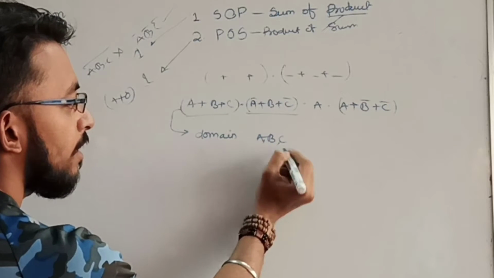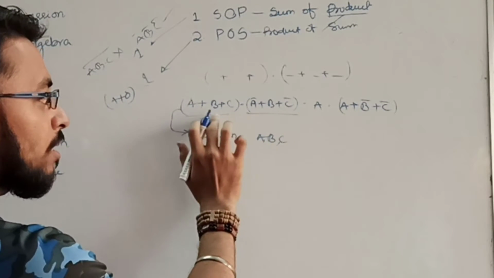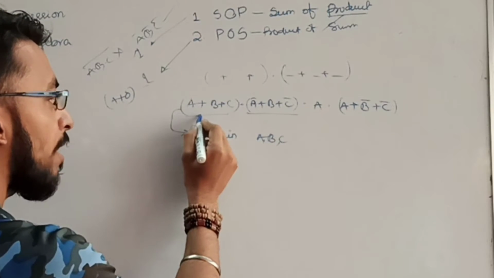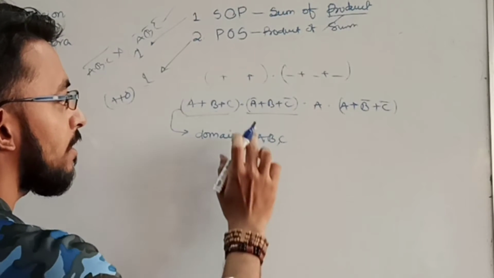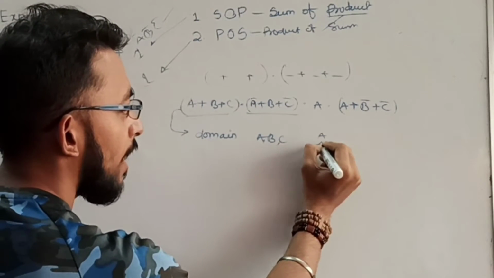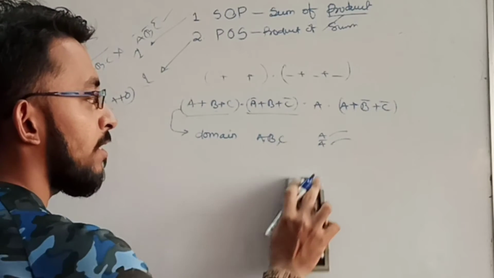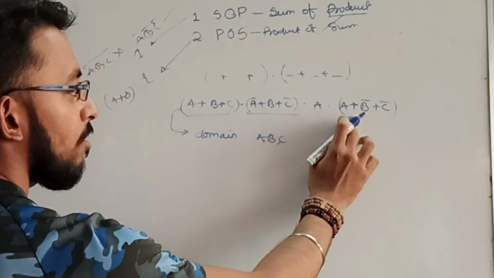A, B, C, 3 inputs are there. So it means in each term these 3 should be present. The first term has A, B, C present. In the second term, A bar, B, C bar is present. That term can be A bar, a single term, or the complement of that one. That should be present, and here also they are present.